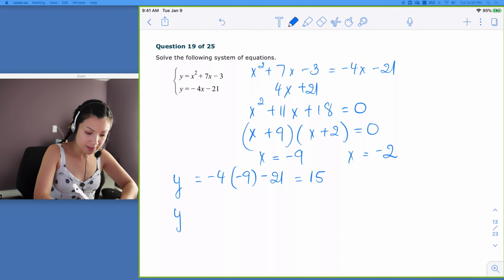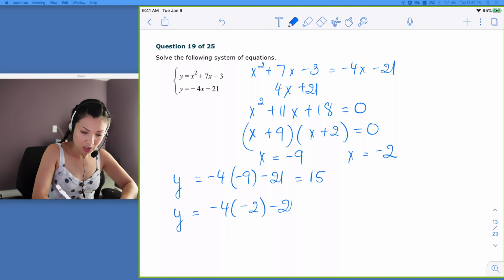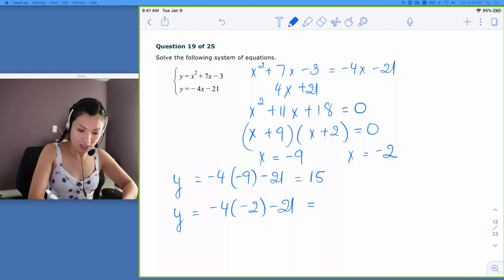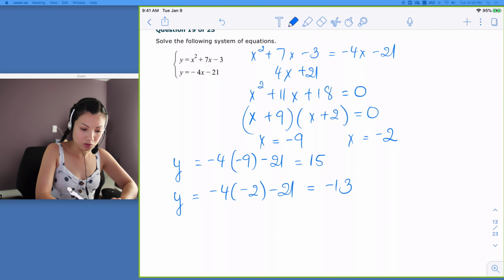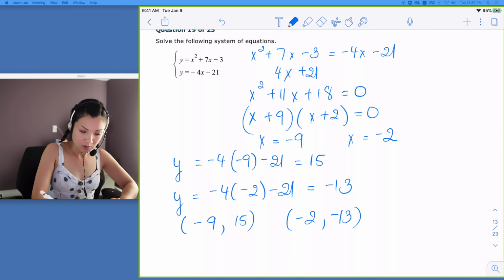And then the second y, I have negative 4 times negative 2 minus 21. So it's going to be positive 8 minus 21. So that's going to be negative 13. Okay, so I have two ordered pairs. Negative 9 goes with 15. And then we have negative 2 goes with negative 13. So we have two solutions.